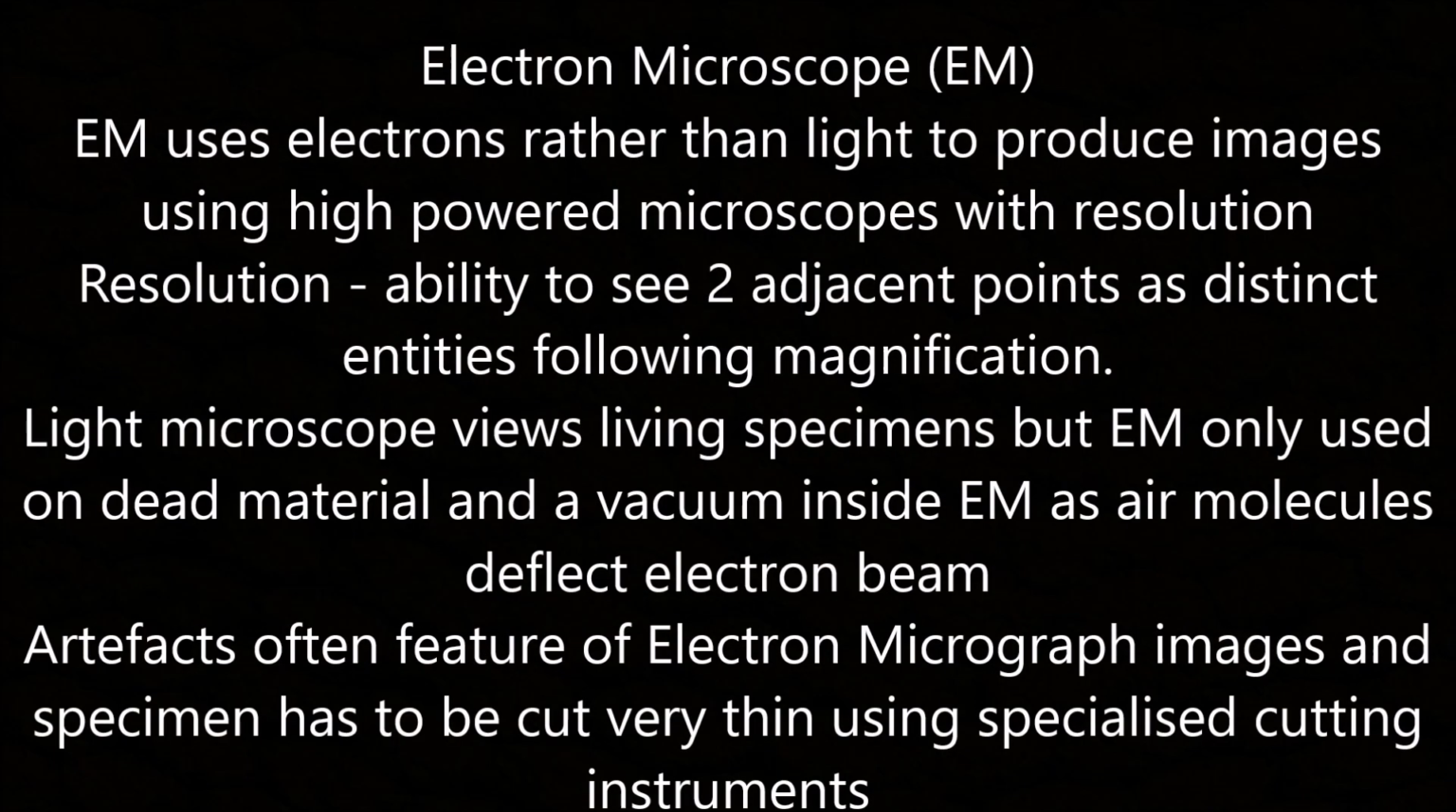The electron microscope, the EM, uses electrons rather than light to produce images, using high-power microscopes with high resolution, and resolution is the ability to see two adjacent points as distinct entities following magnification. The light microscope views living specimens, but the EM can only be used on dead material in a vacuum, as air molecules would deflect the electron beam. Artifacts often feature in electron micrograph images, and the specimen has to become very thin using specialized cutting instruments.